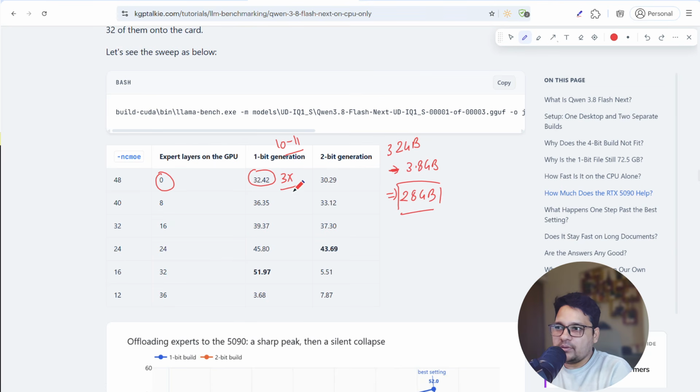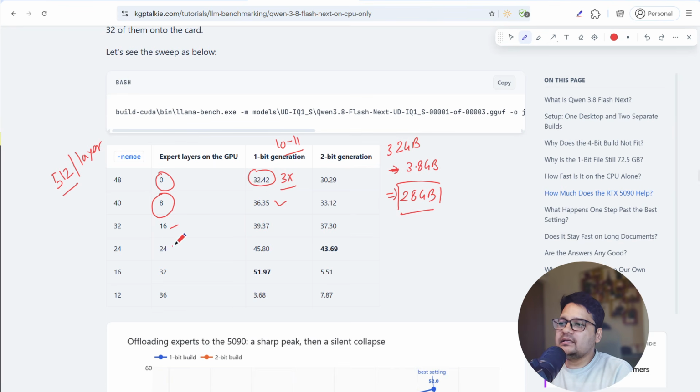When I moved 8 layers to the GPU, remember each layer has how many expert blocks? 512 expert blocks per layer. So in total I'm taking here 8 layers out of 48 layers. I took 8 layers and moved them onto the GPU. Now my token speed has gone from 30 to 36.